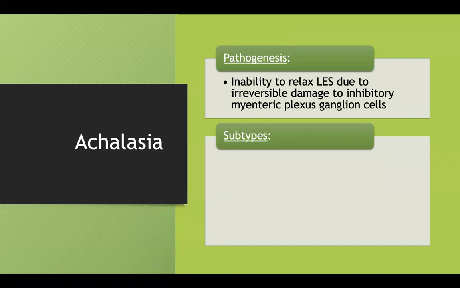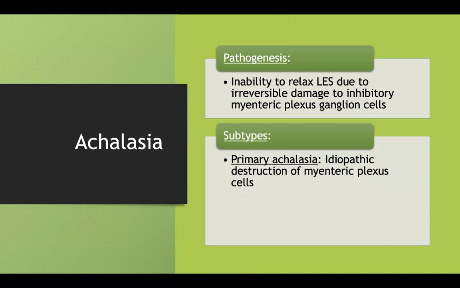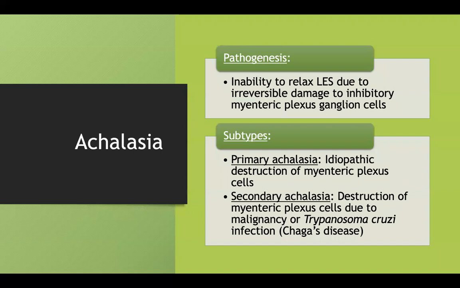There are two ways this can happen. So how do your myenteric nerve ganglion cells get damaged? The first way is primary achalasia, which means we have no idea, basically. Your cells are dying, but it's all idiopathic, which just means we don't know the cause. Kind of like primary hypertension, we don't know why somebody's hypertensive, whereas with secondary hypertension, we know the cause. Same thing in secondary achalasia: we know the cause.